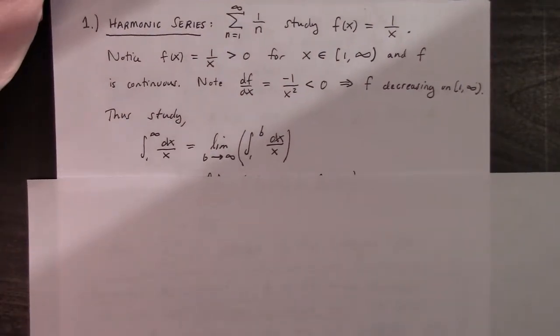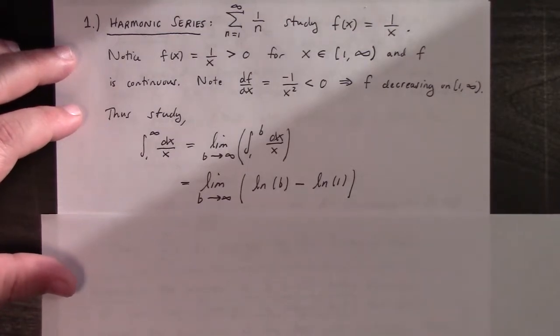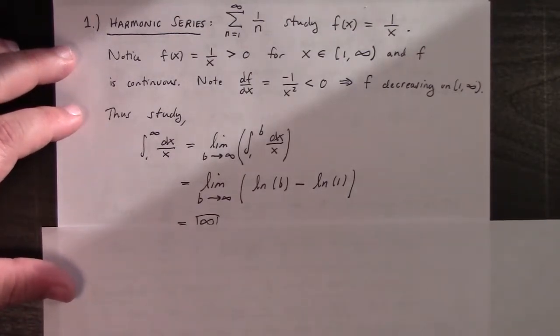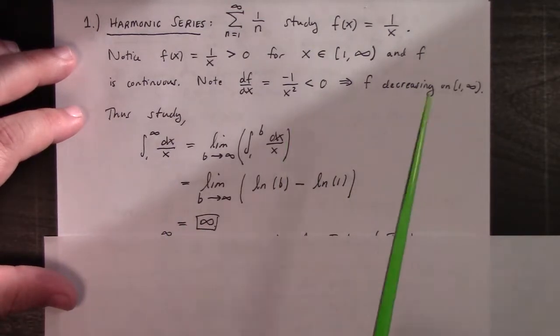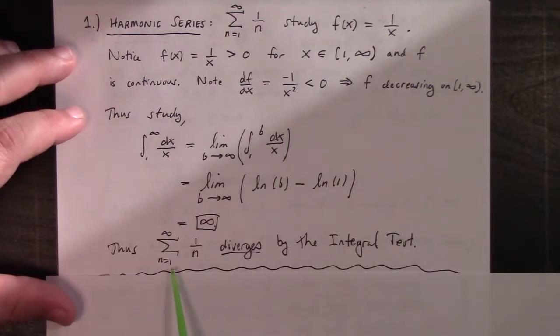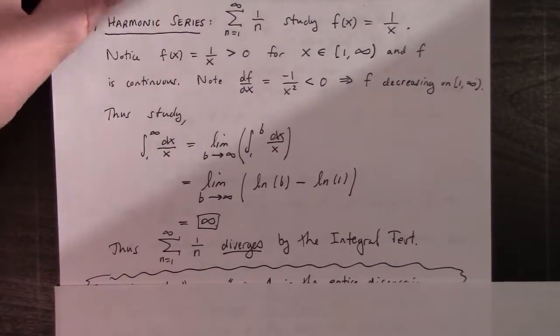the integral from 1 to infinity of dx over x, which we know how to do. We get the natural log of b minus the natural log of 1, which goes to infinity, so this integral blows up. Therefore, by the integral test, the sum n equals 1 to infinity of 1 over n diverges. Woo-hoo. This is, by the way, the p equals 1 series.